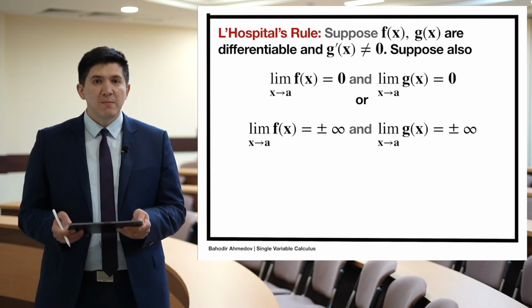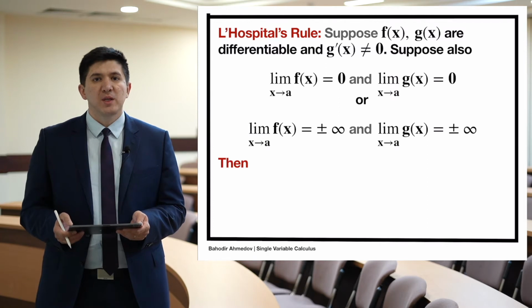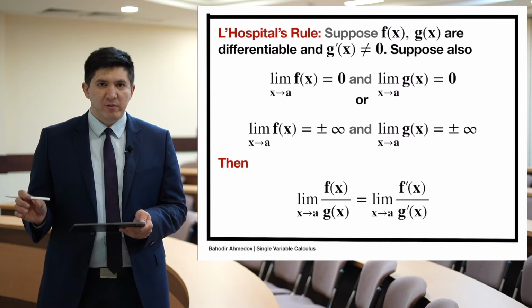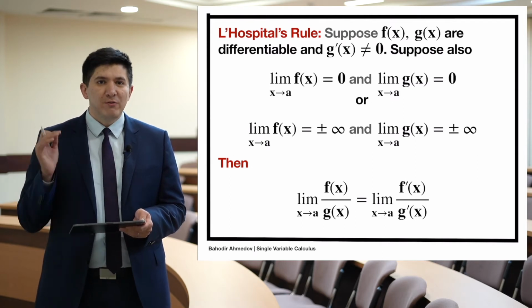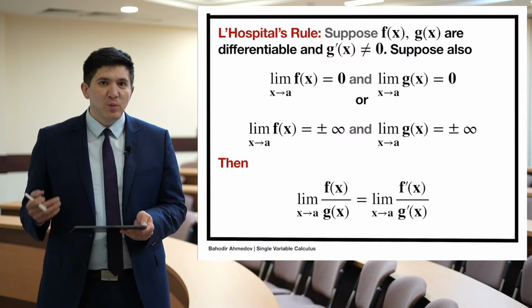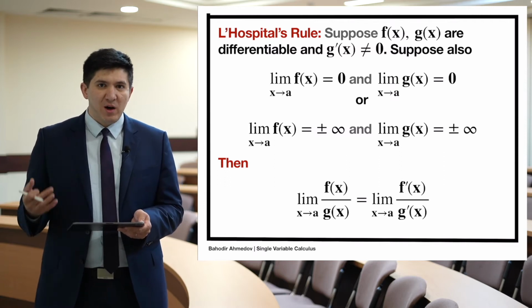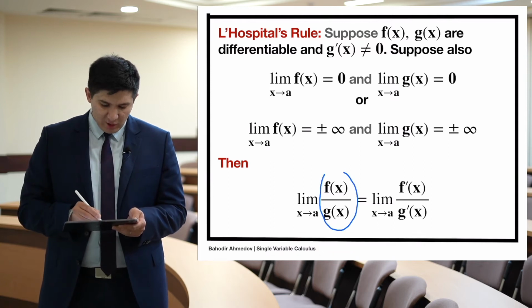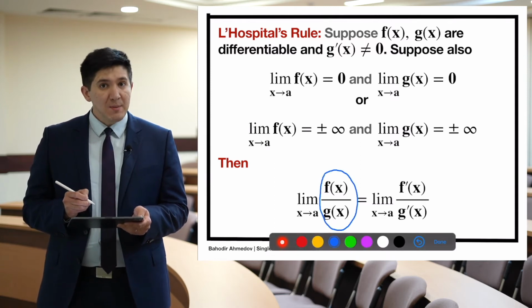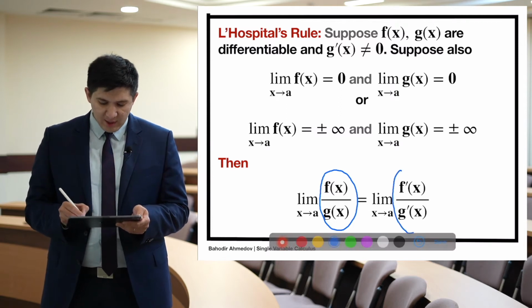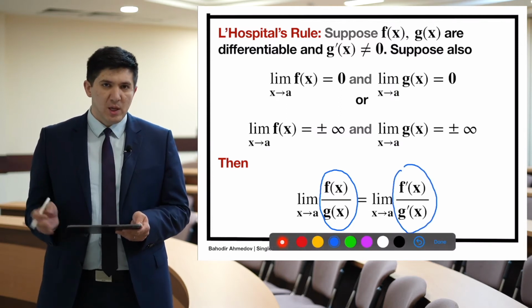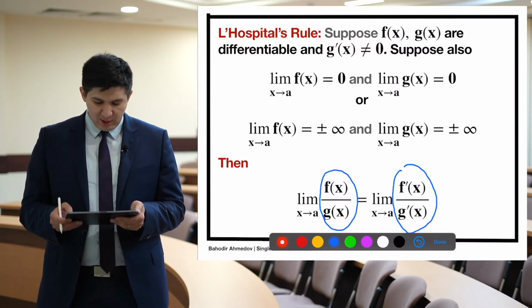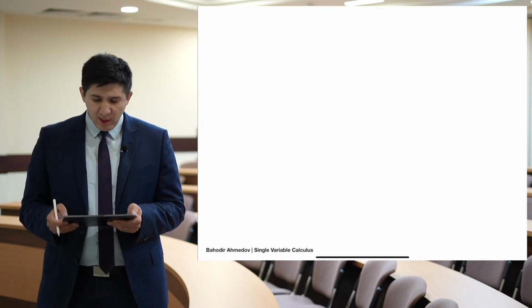In order to evaluate this kind of limit, we are going to use the so-called L'Hôpital's Rule, which basically tells us that if you've got an indeterminate limit of the form 0 over 0, or infinity over infinity, then we can evaluate this limit by finding the derivatives of those functions. So the limit of f of x divided by g of x is equal to the limit of f prime of x divided by g prime of x. This is called L'Hôpital's Rule, and we are going to do a couple of exercises. Let's start from the first one.